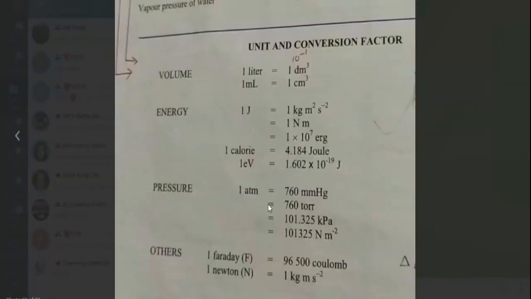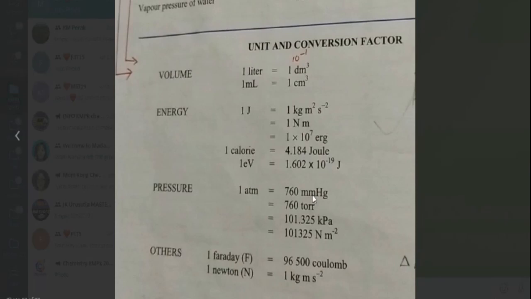1 ATM equal to 760 mmHg. mmHg means millimeter mercury, or another unit is torr. Actually, it's the same thing. So if given in torr or mmHg, you must know how to convert to ATM. Or 101.325 kilopascal, or 101.325 Newton per meter squared.